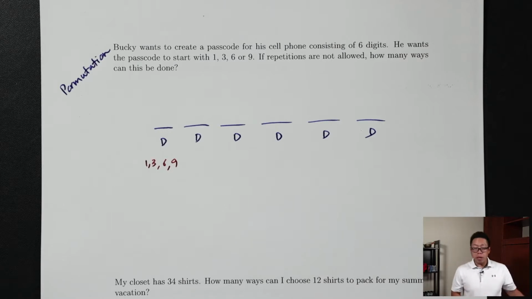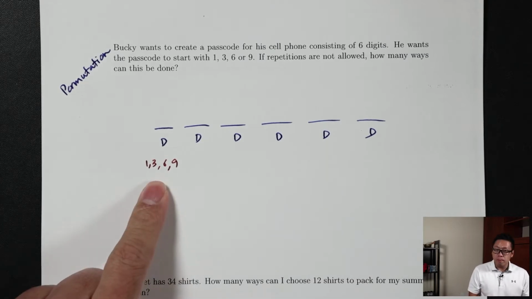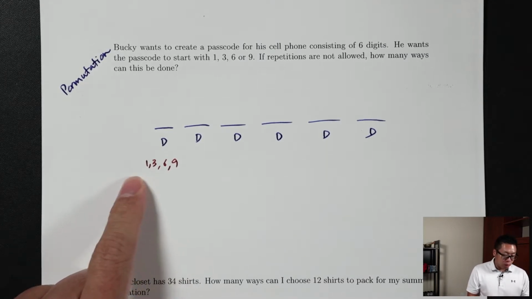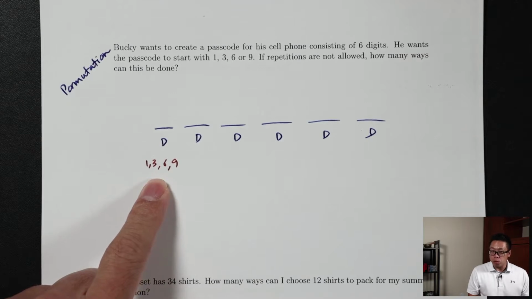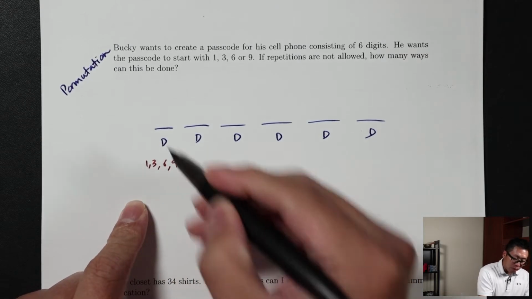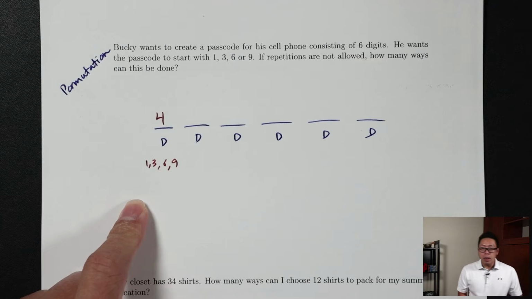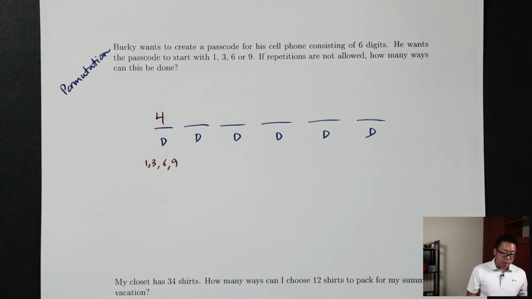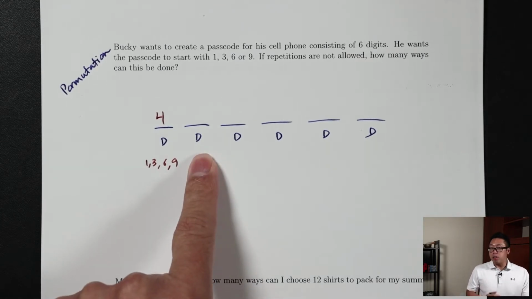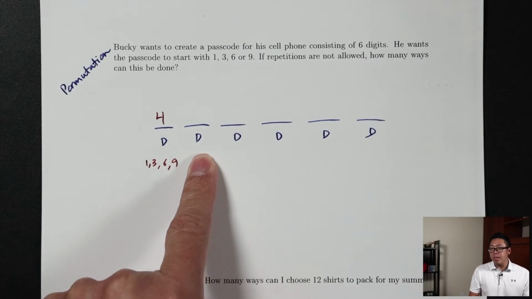Okay, and now we go through and write down for each blank how many options we have. So starting with the blank that is most restrictive, which is the first one. So he wants only 1, 3, 6, or 9. So how many options do we have? 1, 2, 3, 4. And now for the other blanks. So the other blanks could be anything. Digits are 0 through 9. So normally that would be 10 options.